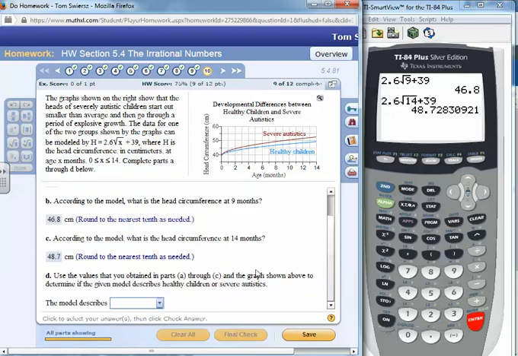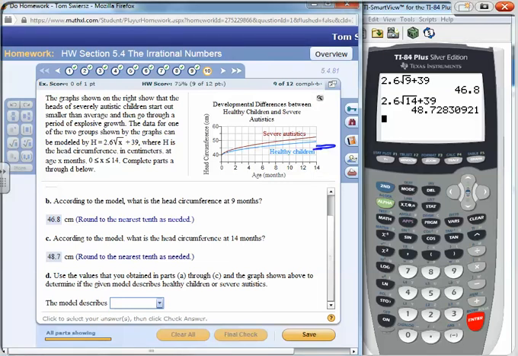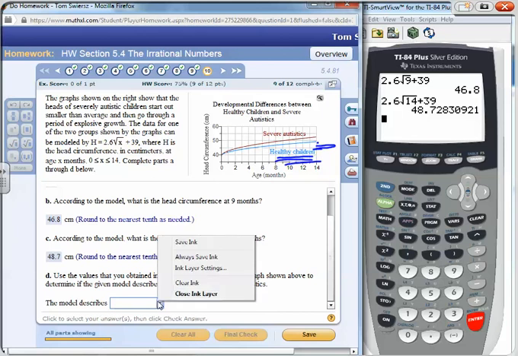Use the values obtained through parts A and C and the graph above to determine if the model describes healthy children or severe autistics. Okay, at 14 months, we got 48.7. You see here at 14 months, that is obviously a little bit below 50. So the blue one is below 50. The autistic is above 50, right? So for 14 months, it's definitely closer to the blue, which is the healthy children. So it appears that this model describes the healthy children, at least for the value we got for 14 months.